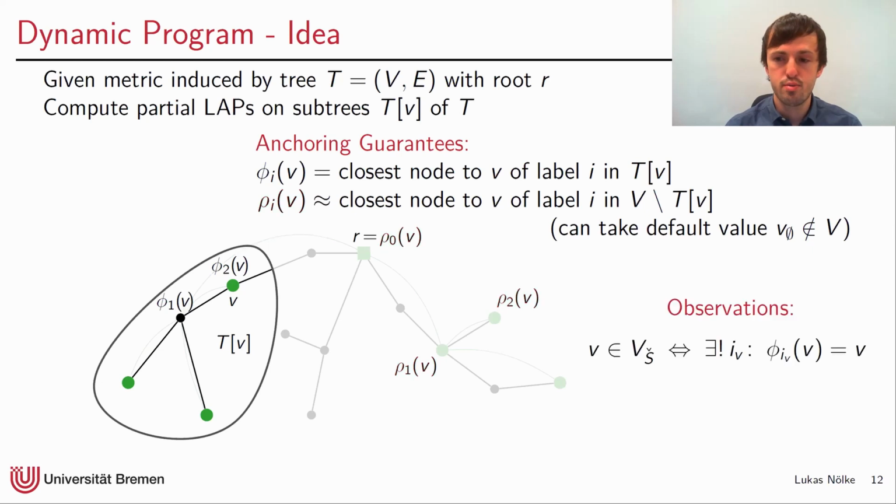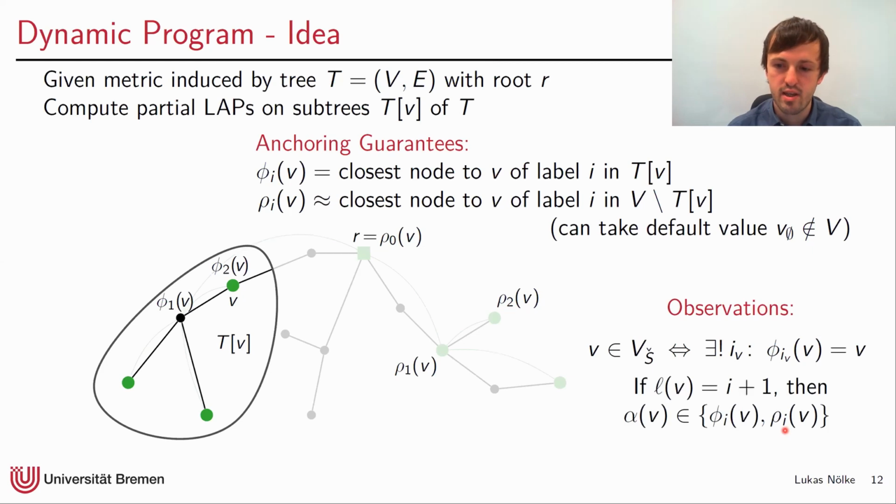Now here are two important observations that we should keep in mind in the following. So first, the situation that V is its own inner anchoring guarantee for some label. This is actually a characterization of when a vertex belongs to the Steiner tree. So a vertex only belongs to the Steiner tree if there exists a unique label i_V such that V is equal to the inner anchoring guarantee of this label.